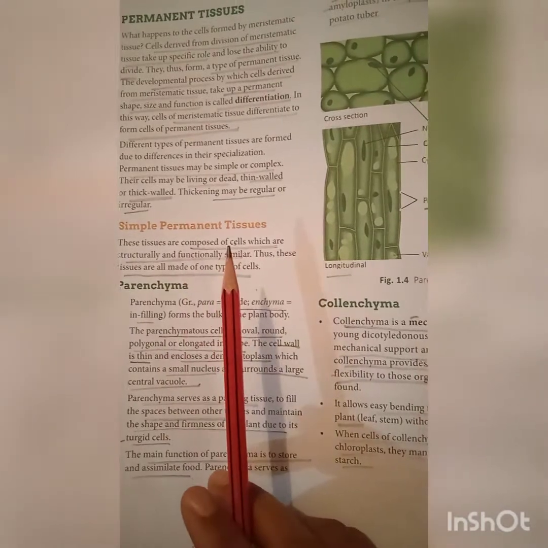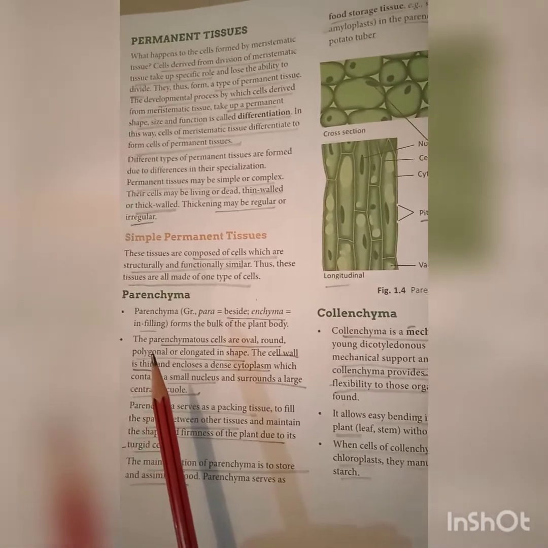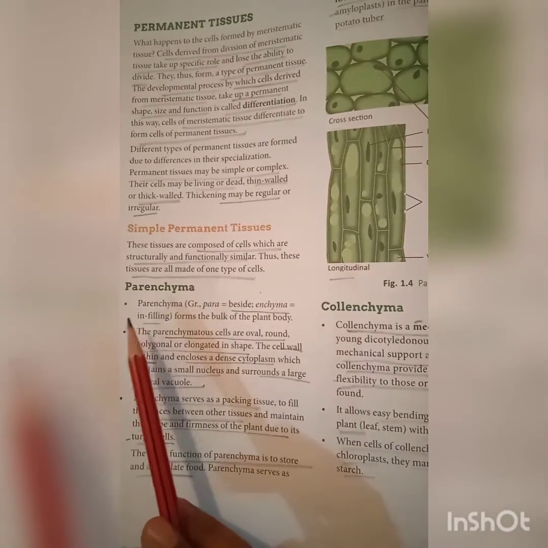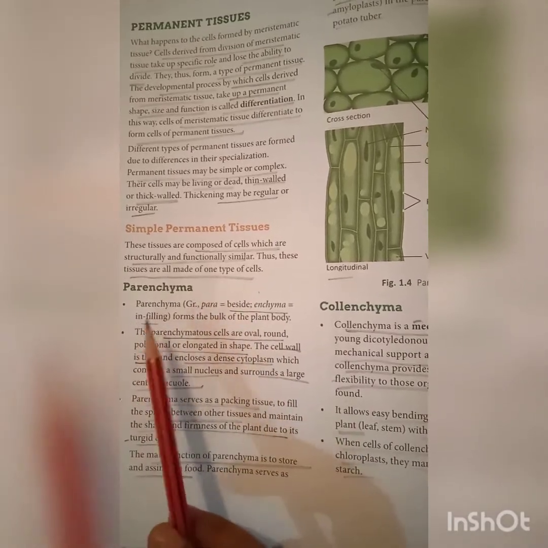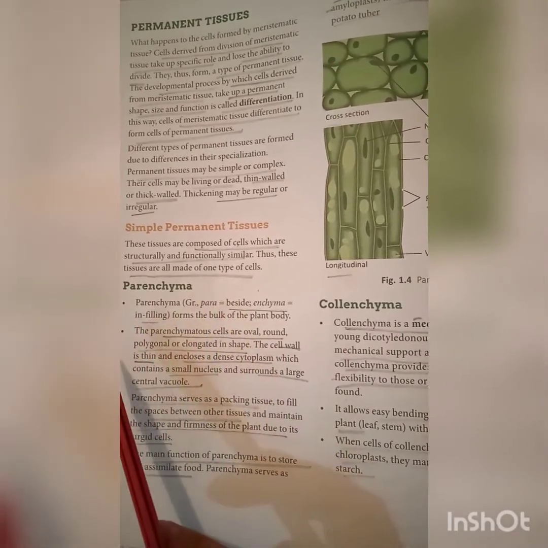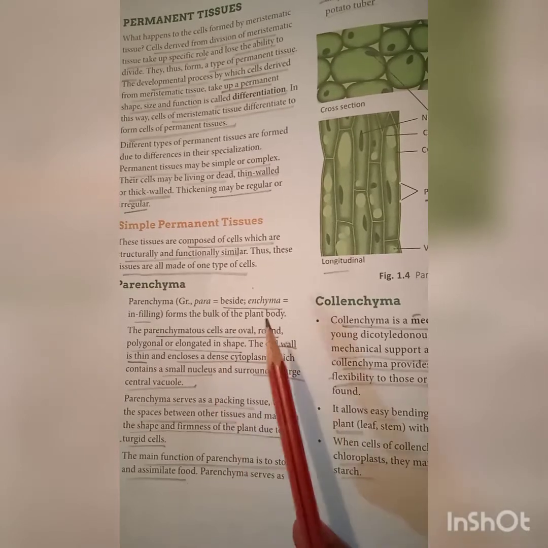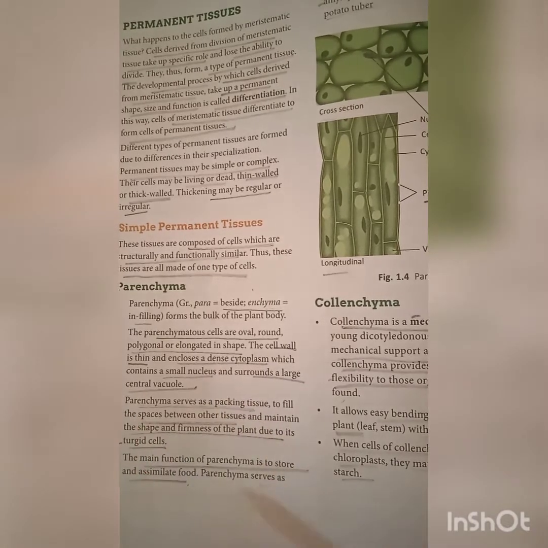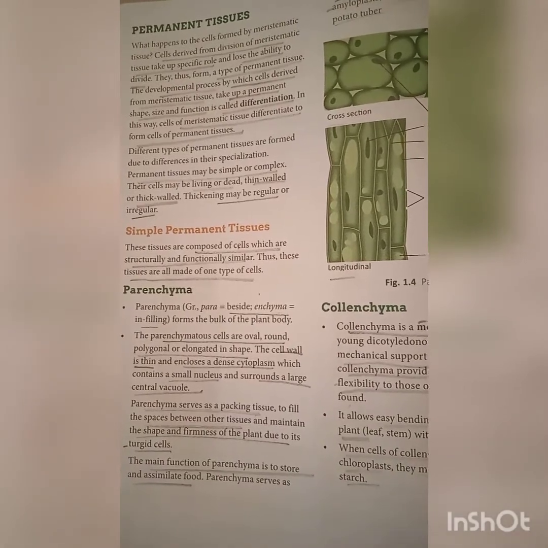Now these simple permanent tissues are of three types: parenchyma, collenchyma and sclerenchyma. Parenchyma is made up of two words, para and enchyma. Para means beside and enchyma means infilling. So it is very clear that it will act as a filling material. These cells can be oval, round, polygonal or elongated in shape, and the cell wall is very thin, the cytoplasm is dense, and they have a very small nucleus. They are surrounded by a very large vacuole, as you can see in figure 4.1.4.